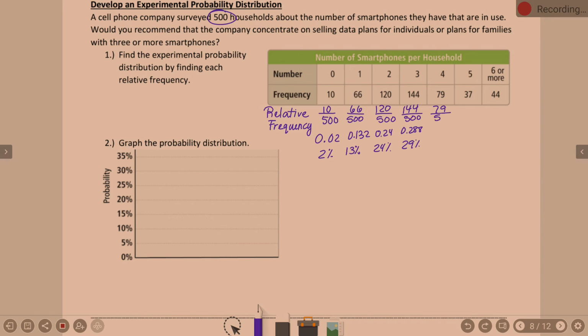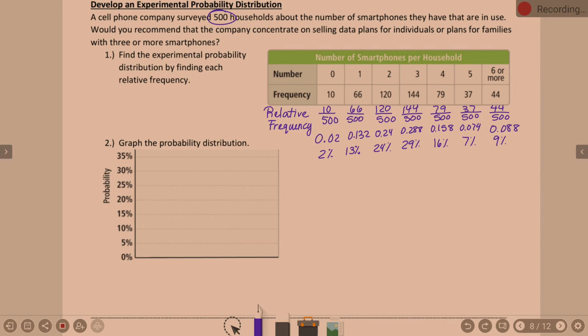79 out of 500. 0.158, which rounds to approximately 16%. 37 out of 500. 0.074. My brain says 7.4%, but if we're going to whole percent, that's 7%. And the last one, 6 or more, happened 44 times out of 500, 0.088, so 8.8%, or approximately 9%.